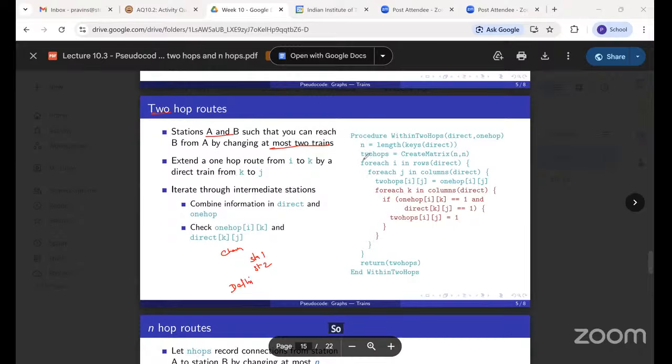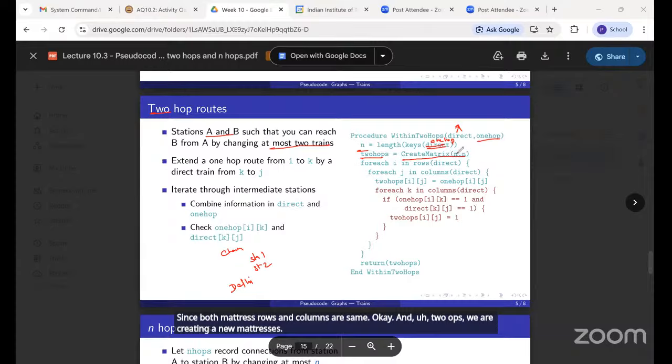So for two hop routes, what will we be doing? We'll be taking two matrices as input: the direct matrices, which will have one for all the stations which can be directly reached, and the one hop matrices, which we have previously computed, which will have one if the station is reachable through one intermediate station. You are computing the keys as usual. Since both will have the same number of keys, you can take it from one hop also, since both matrix rows and columns are the same. And for two hops, we are creating a new n by n matrix.